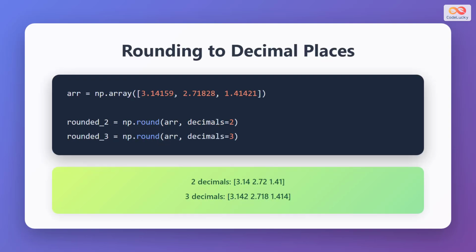You can control the precision of rounding by specifying the decimals parameter. In this example, we have an array with mathematical constants: pi approximation 3.14159, e approximation 2.71828, and square root of 2 approximation 1.41421. When we round with decimals equal to 2, we get 3.14, 2.72, and 1.41. With decimals equal to 3, we get 3.142, 2.718, and 1.414.